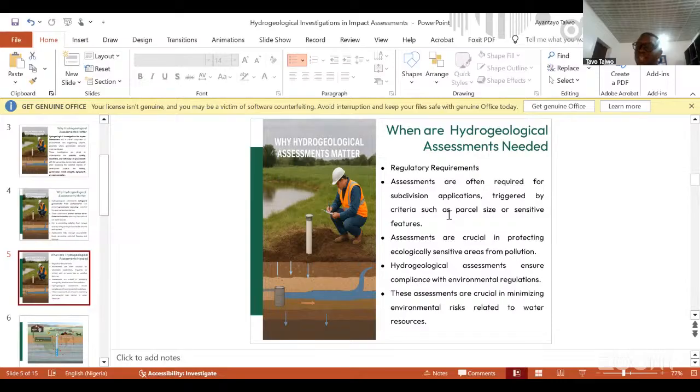It is part of the critical components that, without it, the assessment is not going to be complete. In fact, it is one of the baseline investigations you have to conduct. So it is important as a regulatory requirement. Secondly, the assessments are often required for subdivision applications triggered by criteria such as parcel size or sensitive features.